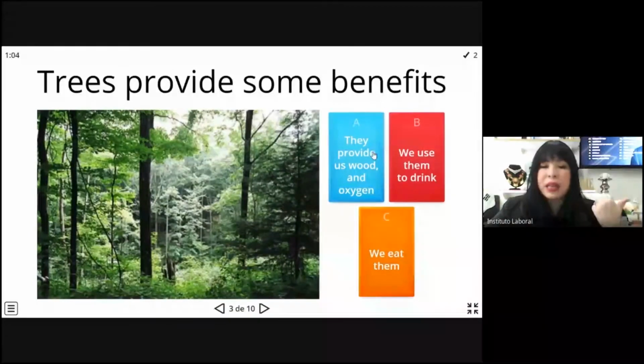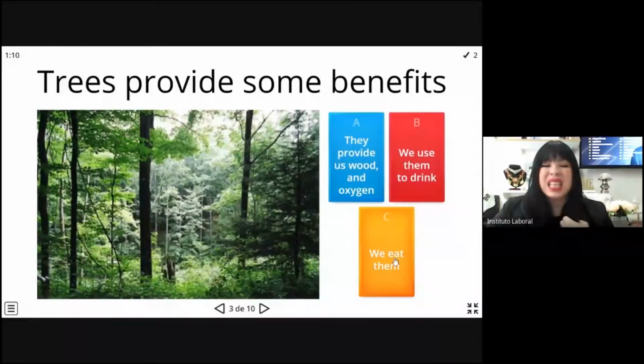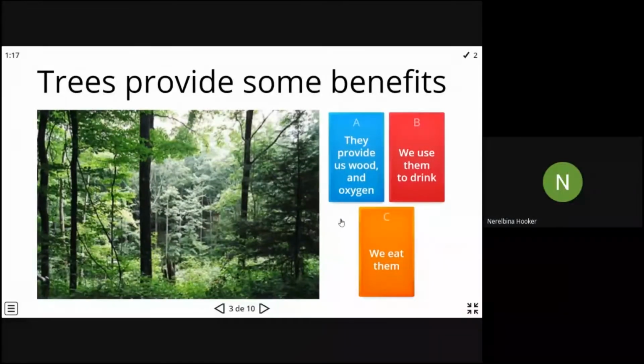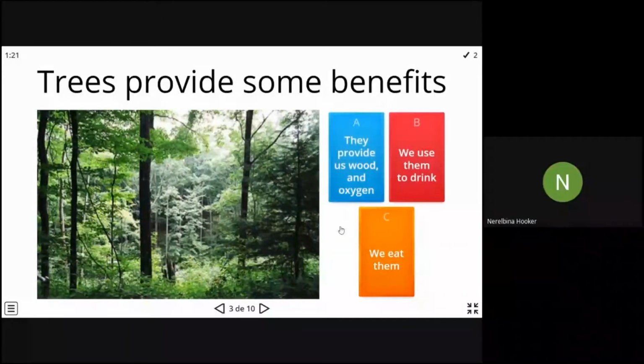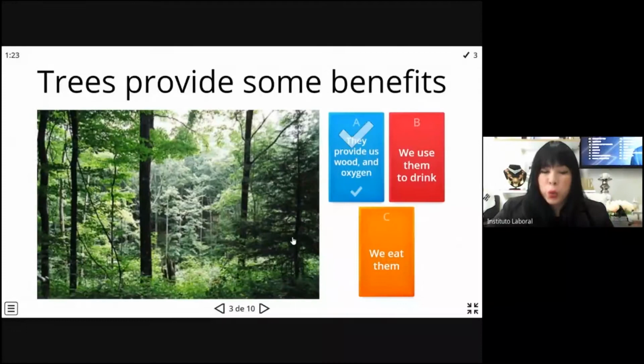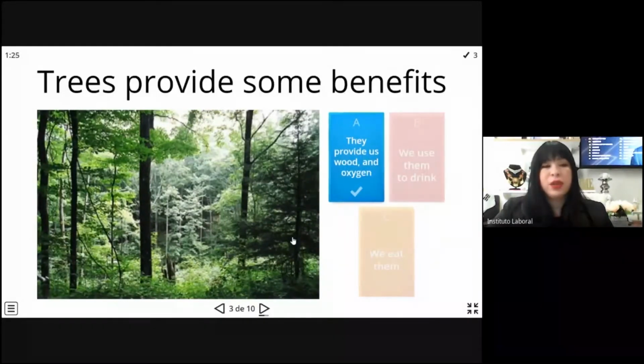Trees provide some benefits for our environment. A, they provide us wood and oxygen. B, we use them to drink. Or C, we eat them. What are the benefits trees give to human beings? A. They provide wood and oxygen. Very good.